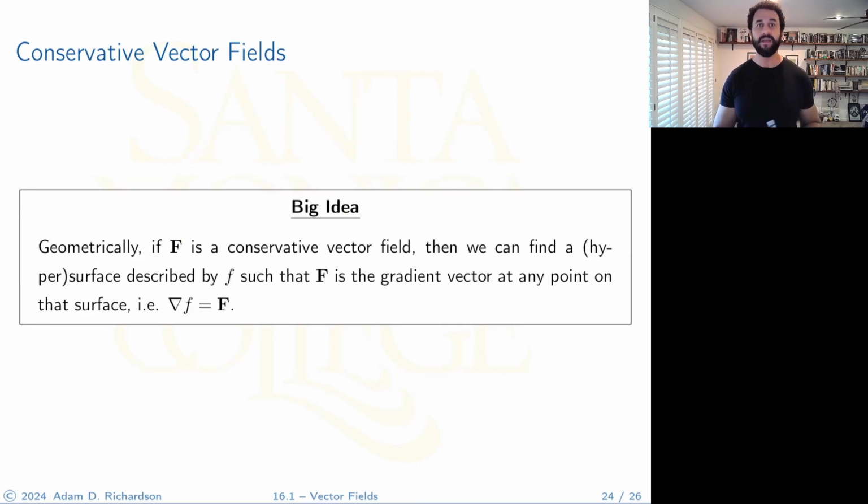So here's the big idea. When you hear somebody talk about a conservative vector field, what they mean is that they can find a surface or a hypersurface described by a scalar function where if I were to compute the gradient of that function, I would get the vector field F. That's what it is. All right?